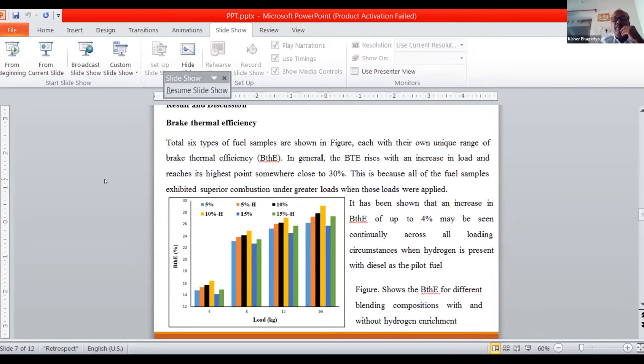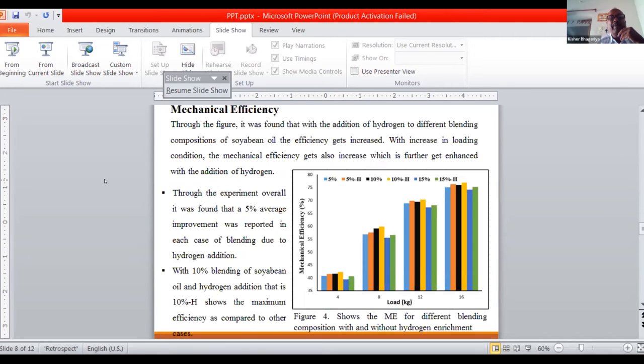The figure shows brake thermal efficiency for the different blending compositions with and without hydrogen enrichment. In this, you can see the yellow line, that is the 10% hydrogen. This gives us more efficiency. Also, the yellow line which has been shown for the 15% also, at the 16 load, gives us the highest efficiency.